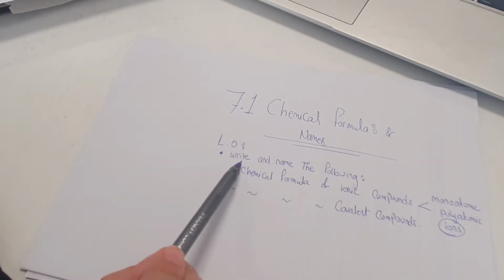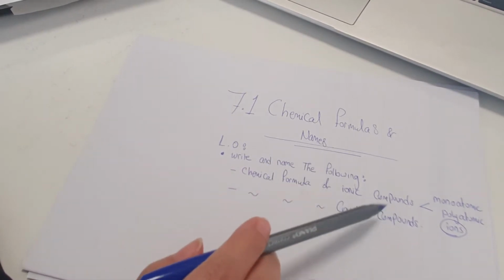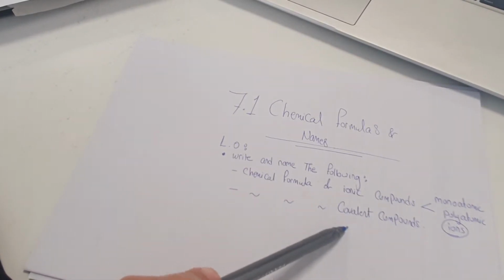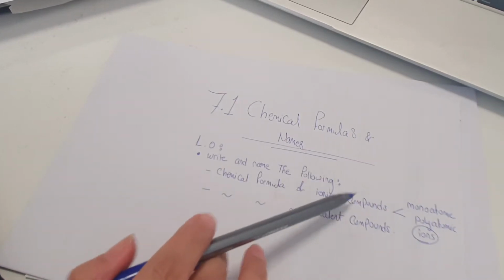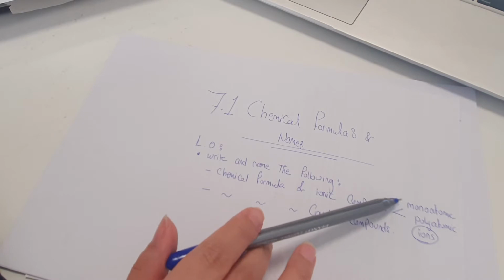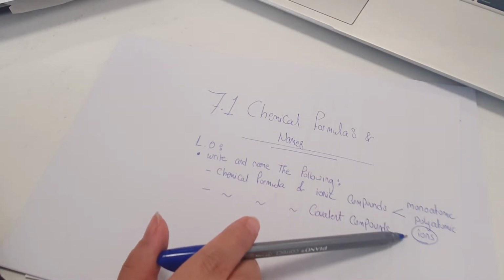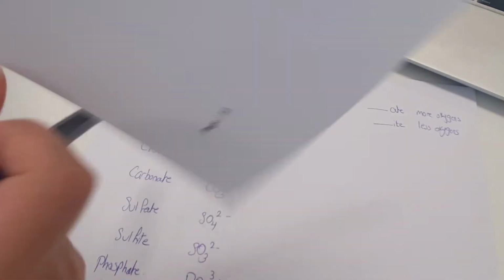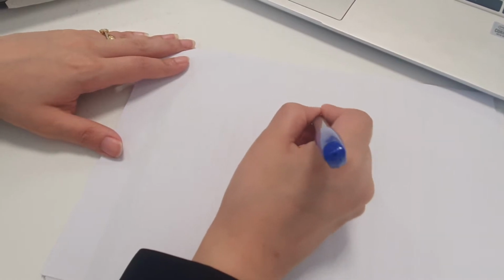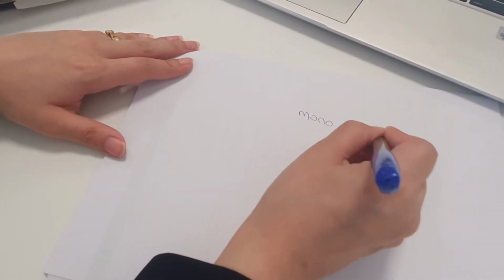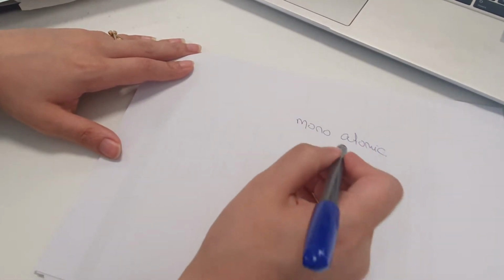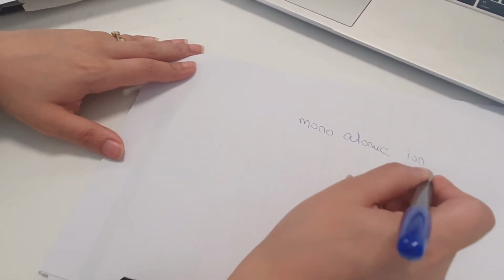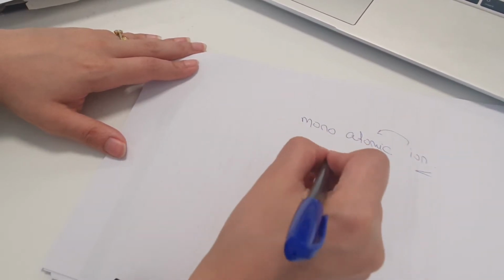By the end we will be able to write and name the chemical formulas of ionic compounds and of covalent compounds. For the ionic compounds, I'll have monoatomic ions or polyatomic ions. What are monoatomic ions and what are polyatomic ions? Monoatomic ion, from its name, means that the ion is made of or composed of one atom.